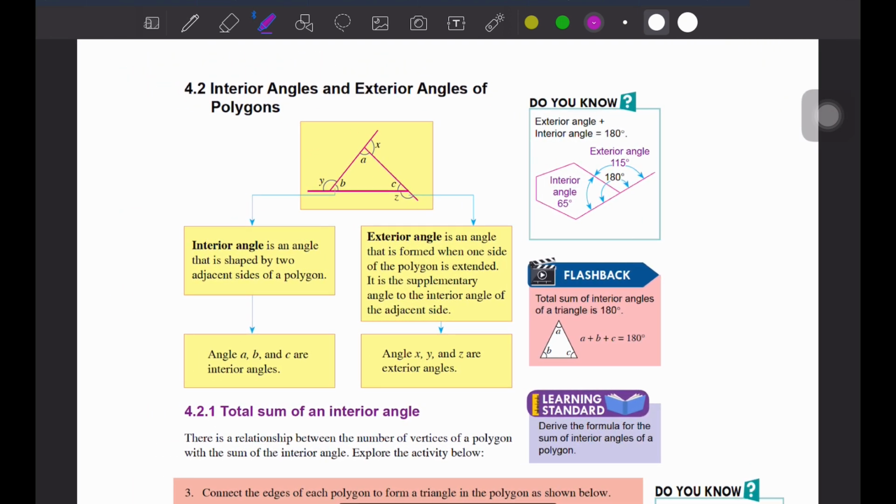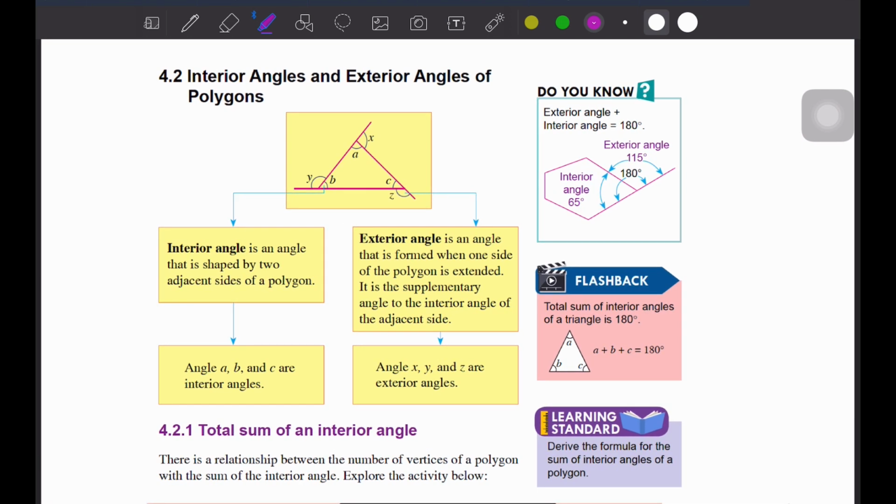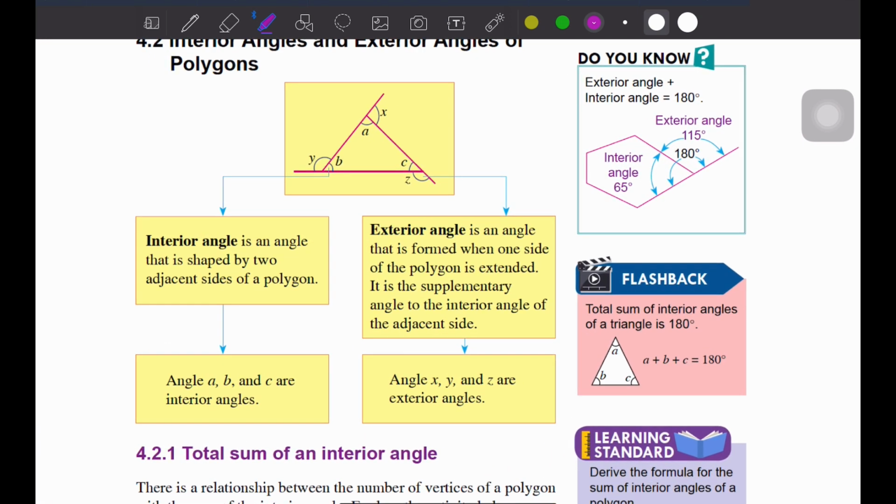Okay, interior angles and exterior angles of polygon. So let's look over here. What is interior angle? Sudut dalaman. Interior angle is the angle that is inside of the polygon. So we have inside is B, A, and C. It is called an interior angle because it is an angle that is formed by two adjacent sides of a polygon. Adjacent ni maksud dia bersebelahan lah. Sudut yang terhasil daripada bentuk dua sides.